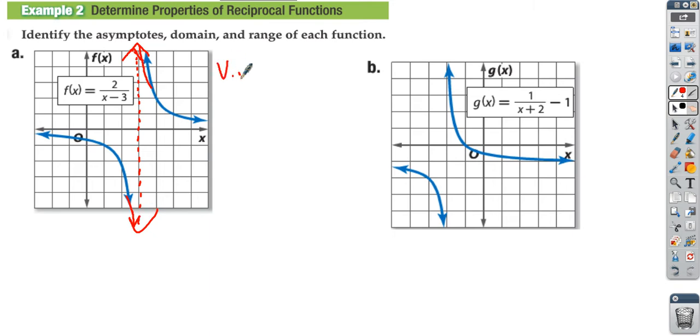That is called a vertical asymptote, which I'm abbreviating VA, and the equation for that is x equals 3. How do I know that it's x equals 3? Because x equals 3 is what makes the denominator be 0.